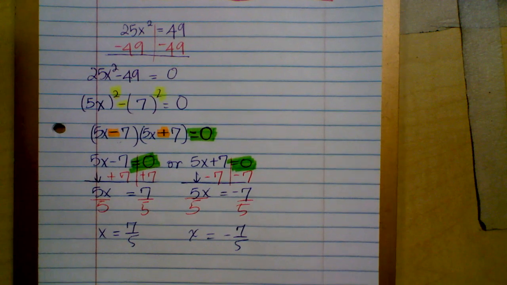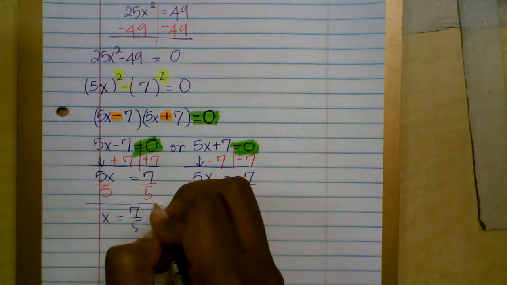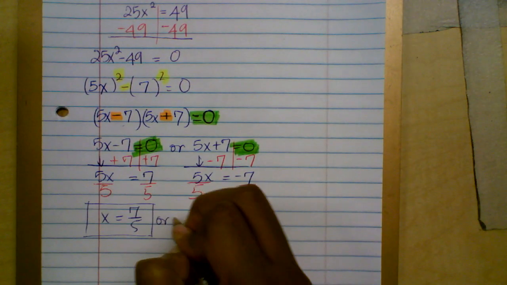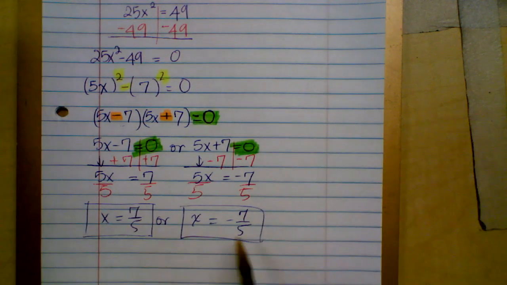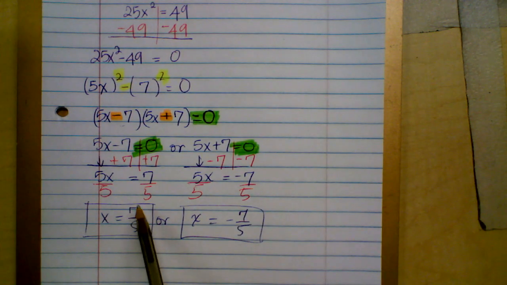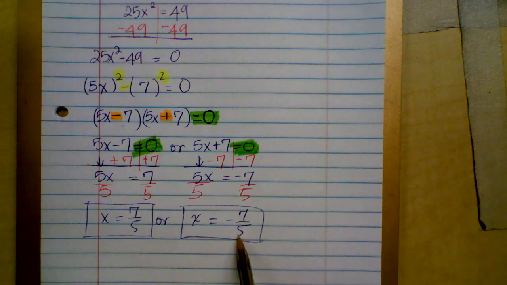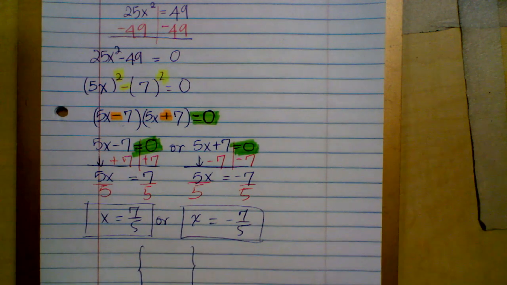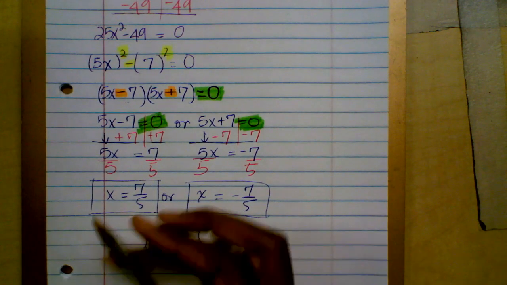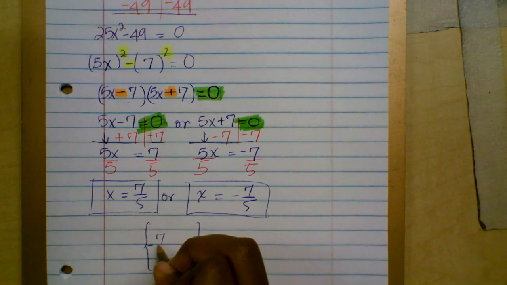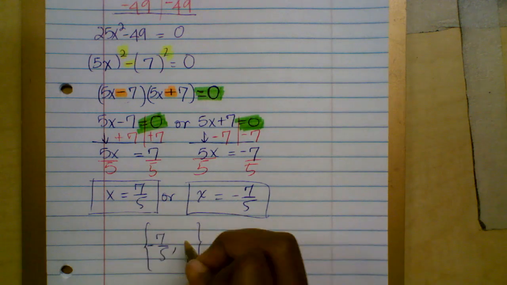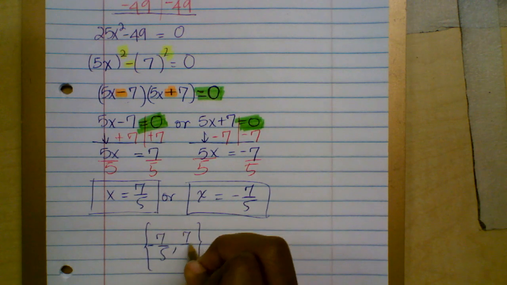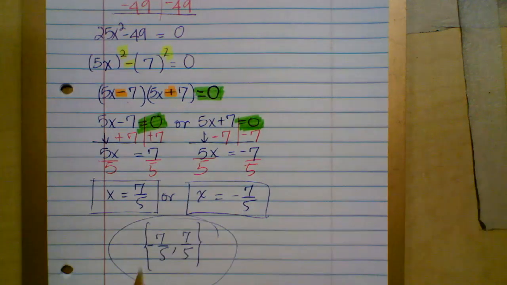So what is going to be the solution? The two x-intercepts are x equal to positive 7 over 5 or negative 7 over 5. To write the solutions, use the two curly braces and start with the lowest x value, which is negative 7 over 5, comma, the highest x value, which is 7 over 5. And that's your final answer.